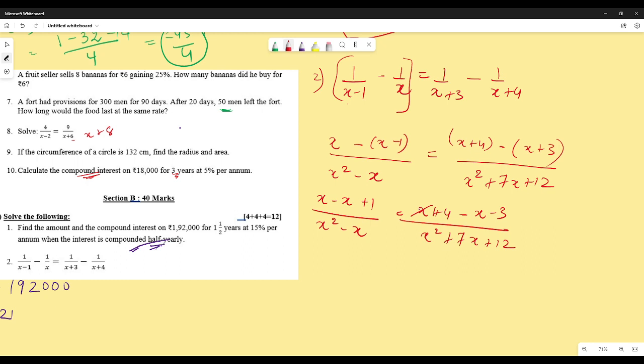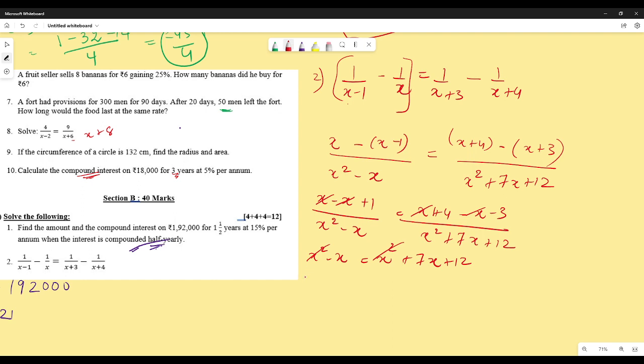So x and minus x, they get cancelled. Here we are left with 1, and here also 4 minus 3, we are left with 1. Okay, so now this cross multiplication, it is being multiplied by 1, so that means it remains the same. So this becomes x square minus x equals to x square plus 7x plus 12. Now x square on both sides gets cancelled, and we move the x's to one side and the numbers to the other side.